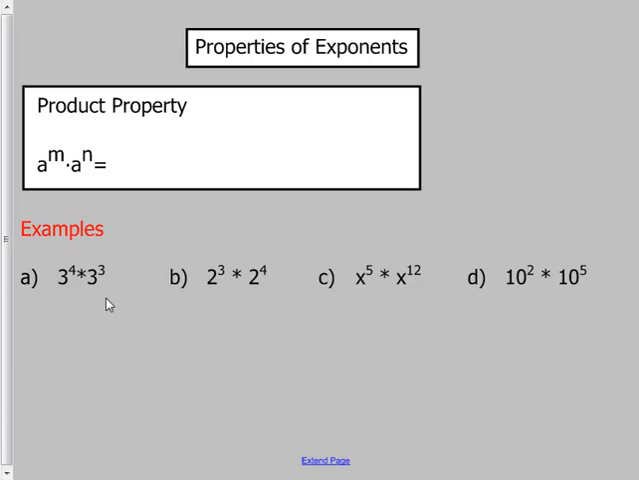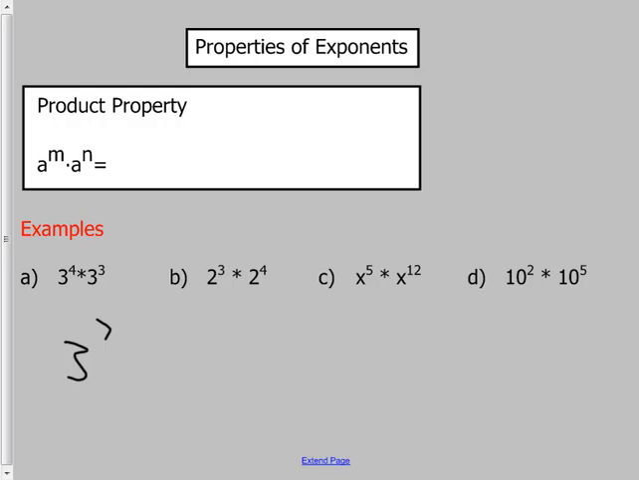Okay, so we're talking about properties of exponents. Let's talk about the product property. That means when you multiply things like this, it's really simple. 3 to the fourth times 3 to the third would be 3 to the, do you know? Seventh. And if you don't understand why that is, let me show you why that is.